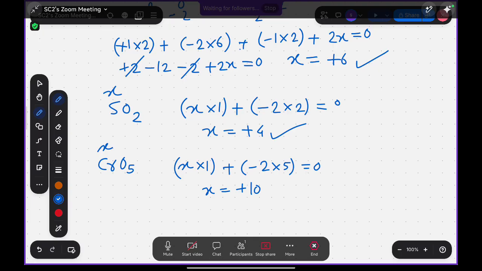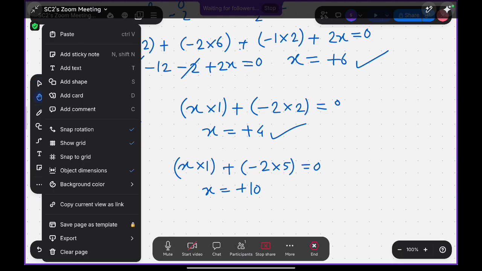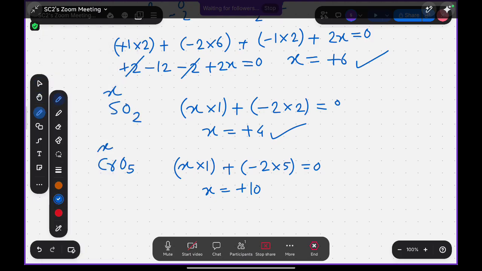Is it possible? Let's verify. Is it possible for chromium to have a plus 10 oxidation state? If it is possible, we can definitely go with it. If it is not possible, then something is wrong. We need to know what is the mistake. Now, before verifying it, we need to know the electronic configuration. The atomic number of chromium is 24.